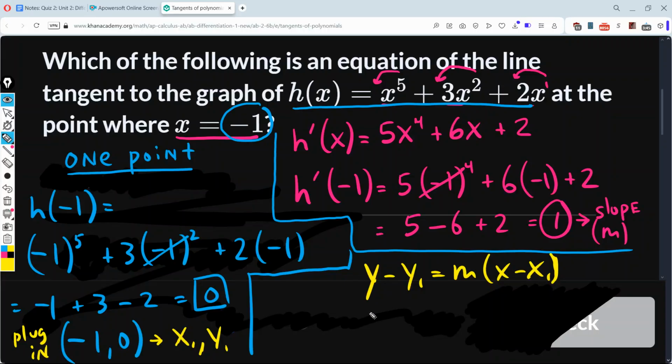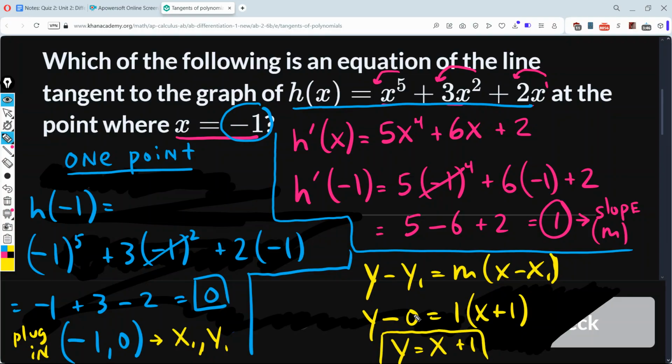So we have y minus y1. y1 is just 0, and m is just 1. X we leave as is, minus x1. x1 is negative 1, so minus negative 1 makes it plus 1. Now, their answers are in the form of y equals mx plus b. All we have to do is distribute. y minus 0 is just y, and distributing the 1 does nothing. So that's just x plus 1. Final answer.